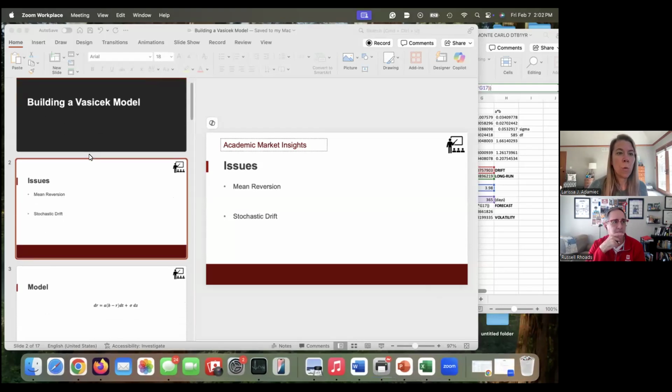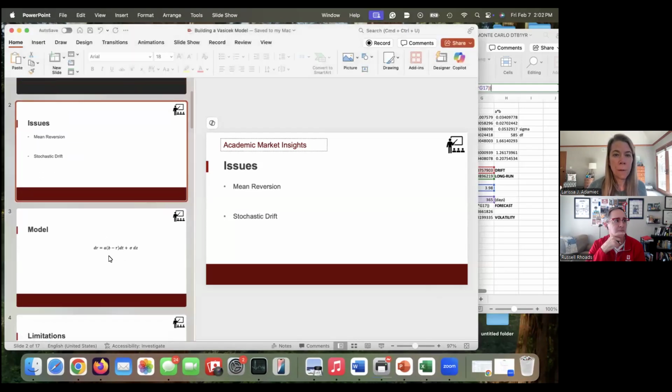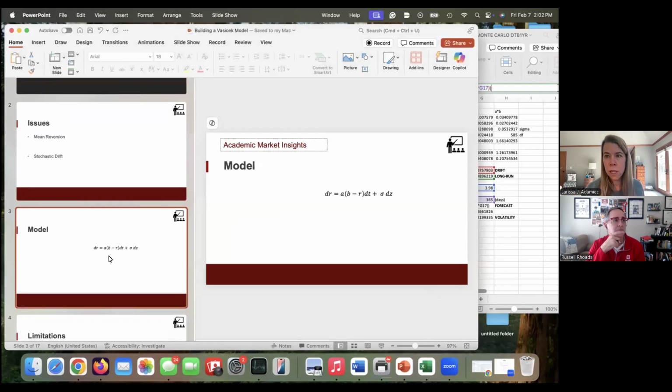So the model itself, I'm going to go to our third slide. The model has two components. The first is a mean reverting component, and the second is a stochastic drift. That's the standard deviation times this drift, and that's dZ. So we have this idea that rates will eventually revert to their long-term average.